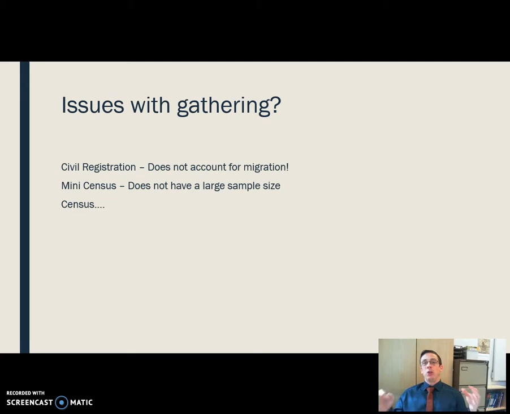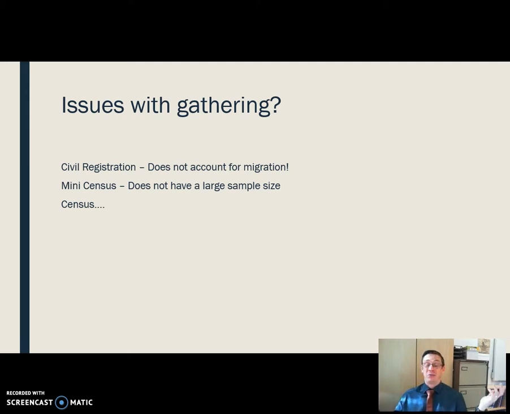Now, when we look at these different methods of gathering data, there are issues with them. So civil registration, the biggest issue, it doesn't account for any migration in a nation, in or out. So yes, it keeps a tab on how many people are being born and how many people are dying, but that's not the only thing that can influence population change. If people move into the country or move out, they change the population, they change the population structure, and civil registration does not account for that.